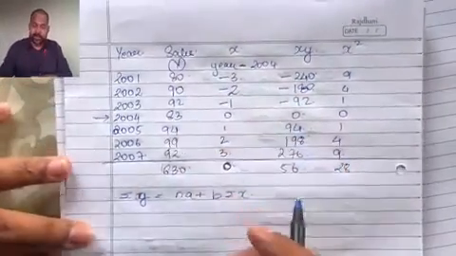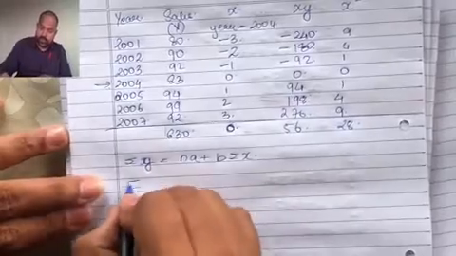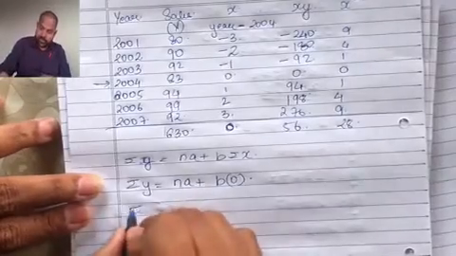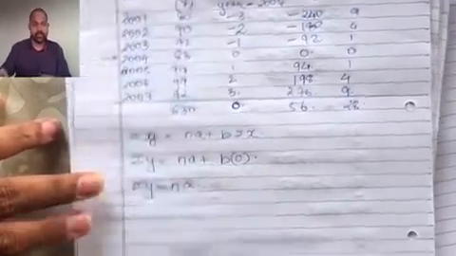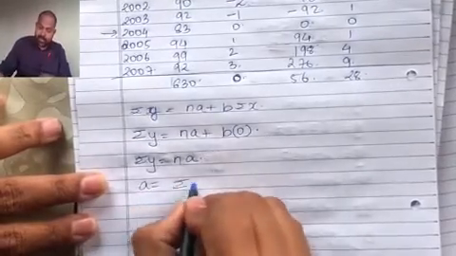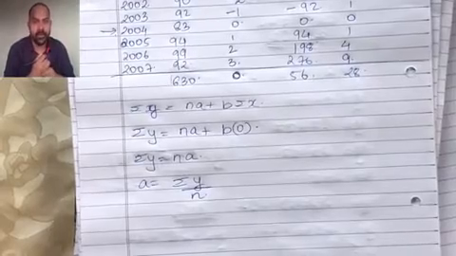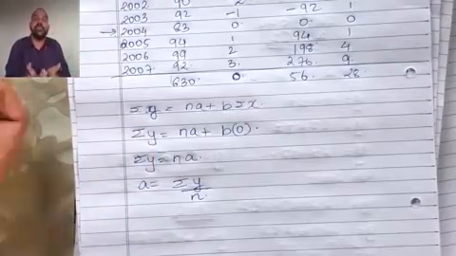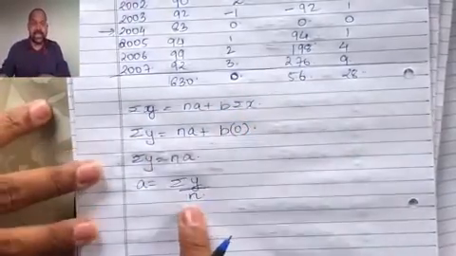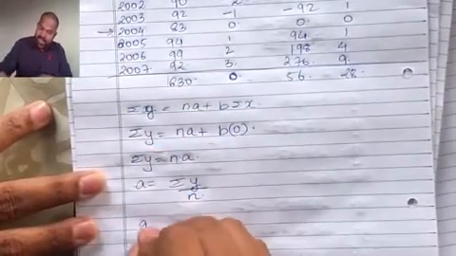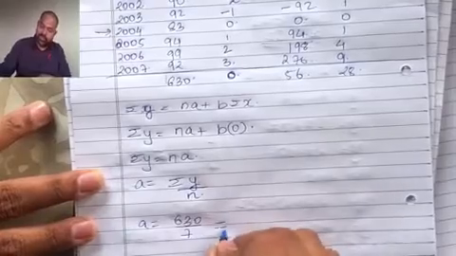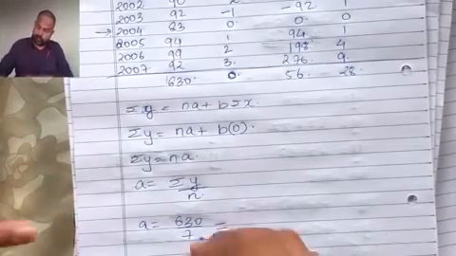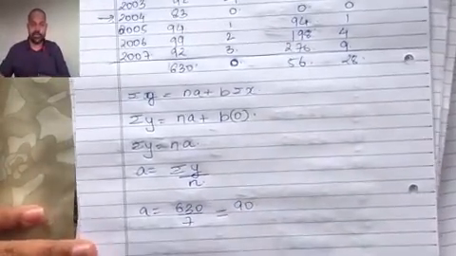And since sum of x becomes 0, let's come to this equation. Sum of y becomes na plus b into 0, which becomes sum of y is na. Then what does a become? A becomes sum of y upon n. Doesn't this just break the question into a very small unit where it is not even a simultaneous equation anymore? The b is gone, only a is left. Sum of y, 630 upon 7, is 90. This is the value of a.